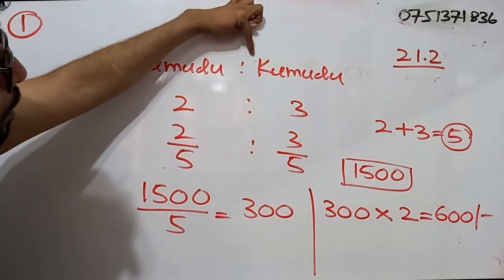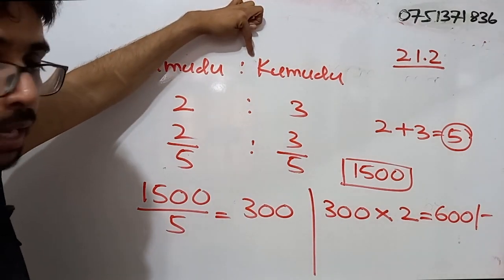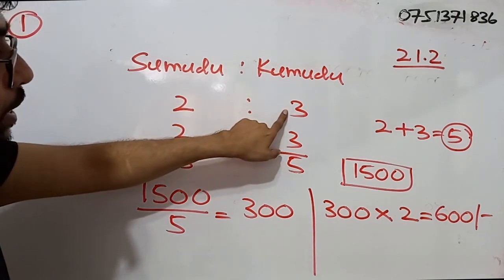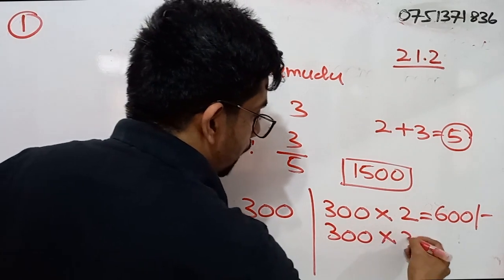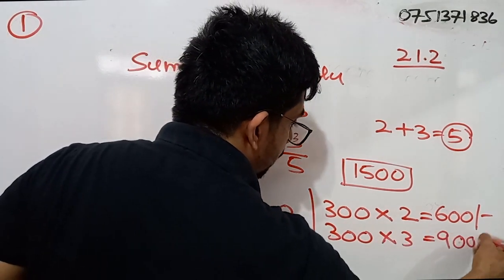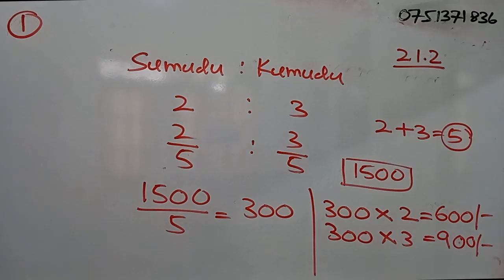Then when we talk about Kumudu, right? How many parts does she get? 3. What is the value of one part? 300. So 300 into 3, we get what? 900 rupees. So that will be the answer.